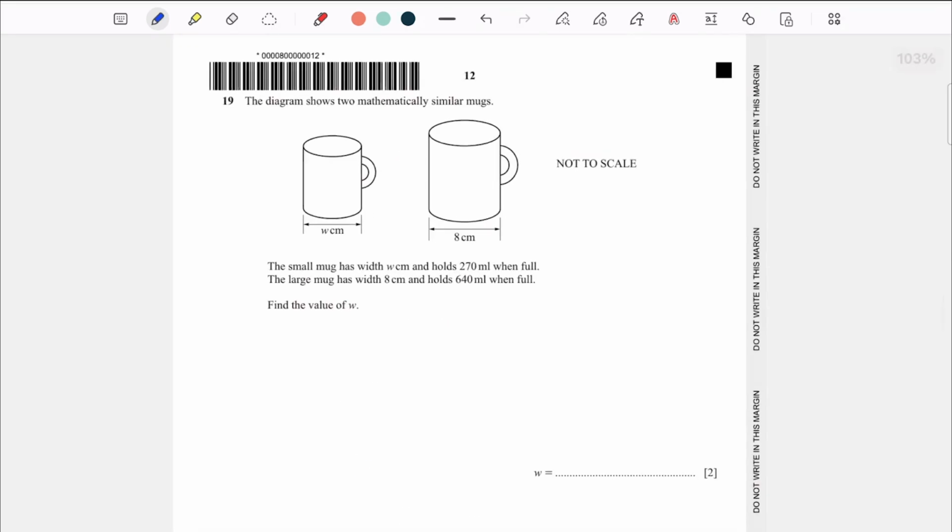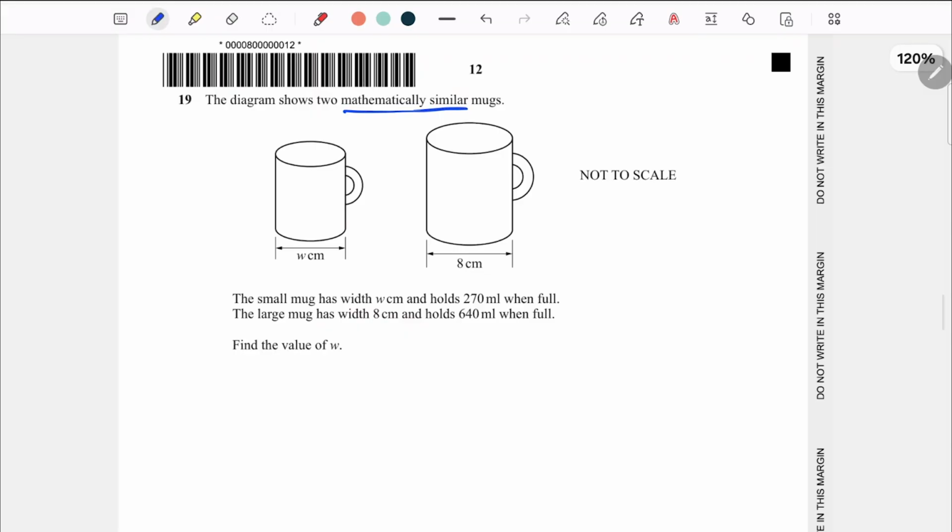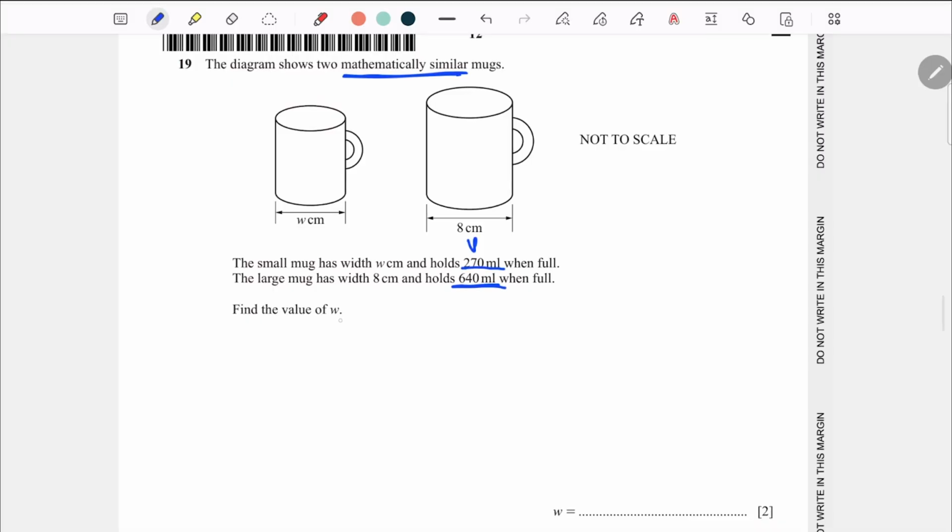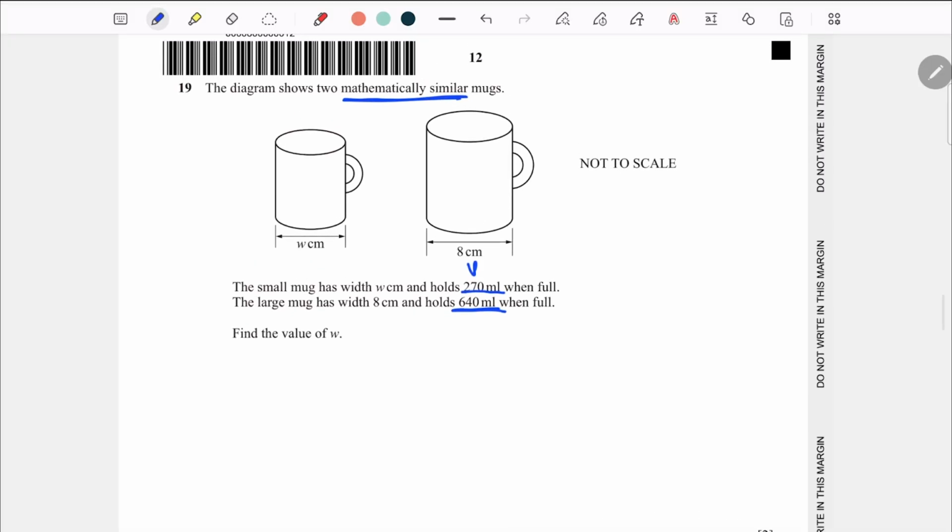Question 19. The diagram shows two mathematically similar mugs. The small mug has a width W and holds 270 milliliter when full. 270 is basically the volume of the small mug, and the large mug has a width of 8 centimeter and holds 640 milliliter when full. This is also the volume. Find the value of W. W is basically width of the small mug.